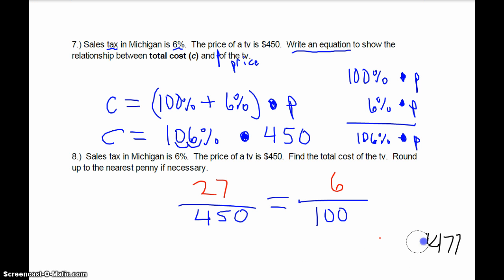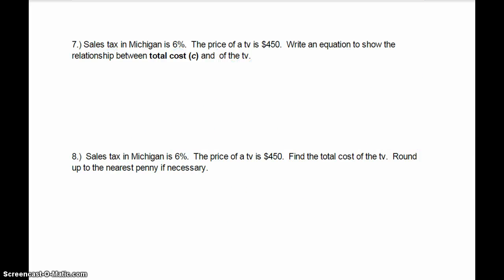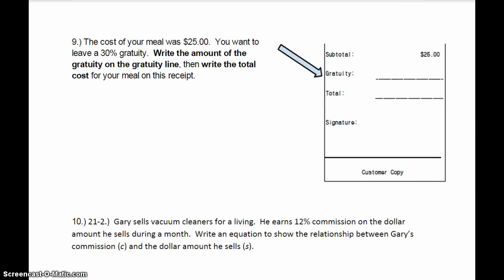Could have also solved this in one step, because I know that I'm going to pay 100% of the price to the store and 6% of the price to the government, so I'm going to pay 106% of the price total. 100% to the store, 6% to the government. So I solve this proportion, 106 times 450 divided by 100, and I would get $477. Alright, moving on. See, sales tax is just a before and after problem.